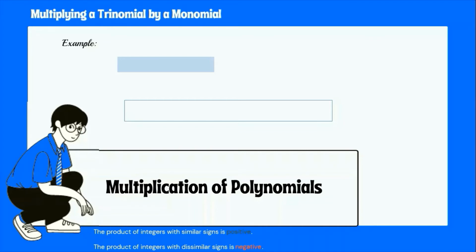Bigyan naman tayo ng example under multiplying a trinomial by a monomial. Trinomial is a kind of a polynomial with 3 terms because tri means 3. Example, find the product of 3abc and 4a squared plus 3a minus 5. Ito yung ating monomial. Ito naman yung ating trinomial. Para ito ay ating masolve, we actually have 2 ways on how to do it. First, we can use the distributive property wherein i-distribute natin or i-multiply natin yung monomial dito sa bawat terms ng trinomial.